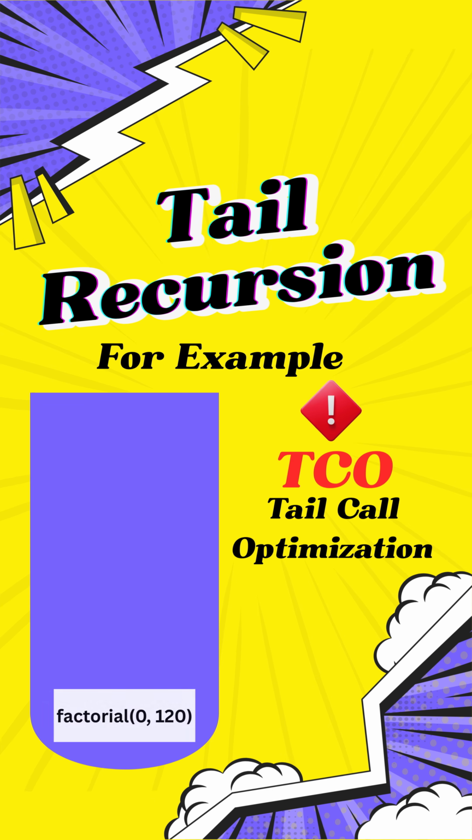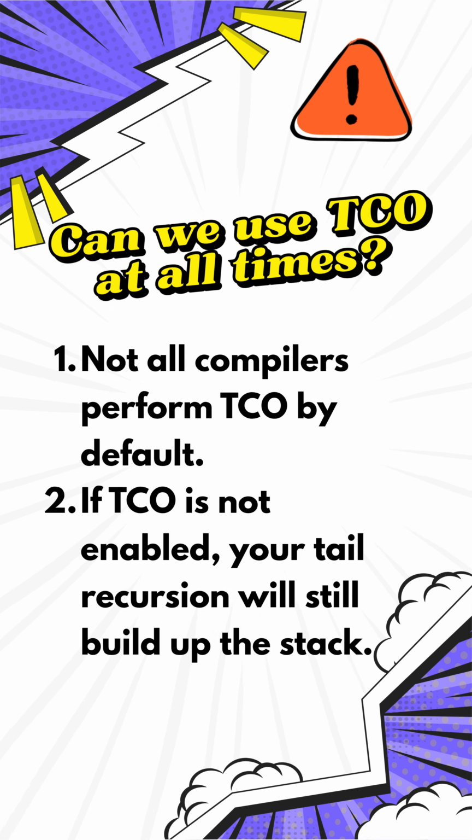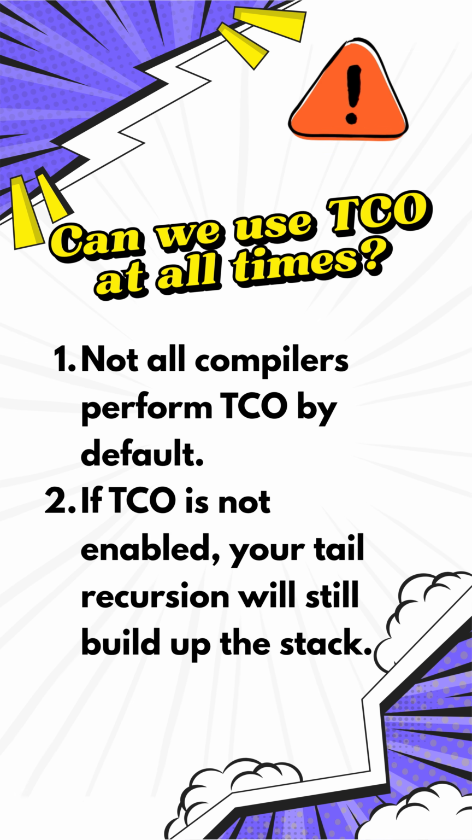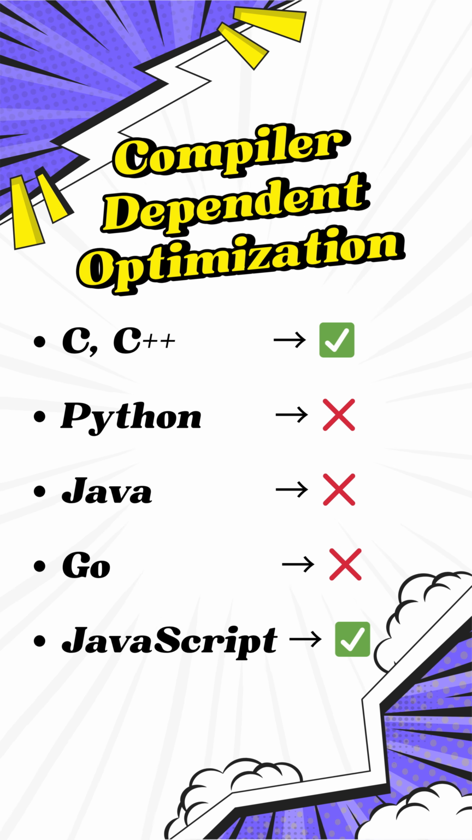And with tail call optimization, compilers can reuse the same memory frame. But remember, not all compilers perform TCO automatically. If the optimization is not enabled, even tail recursion can still build up the stack. So here is where TCO works and where it doesn't.